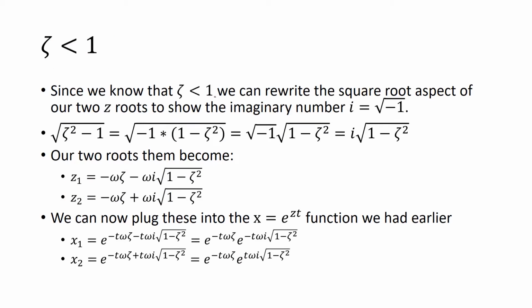So zeta is less than 1. Since we know zeta is less than 1, we can rewrite that square root with the imaginary number pulled out of it. We multiply this by -1, but we don't want to change anything, so that becomes 1 minus zeta squared. Because if you put that in, that becomes -1 and positive zeta squared, which is just over here. We can take out the -1, and we know our imaginary number is the square root of -1. So it's the imaginary number i times the square root of 1 minus zeta squared. Then we have our 2 roots.